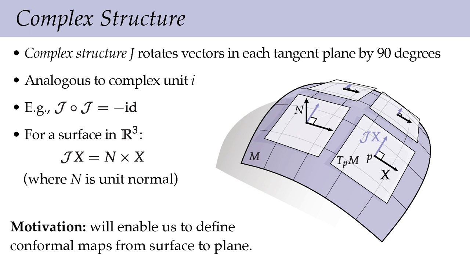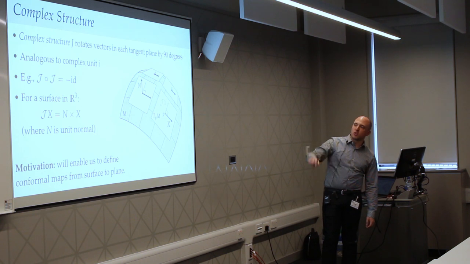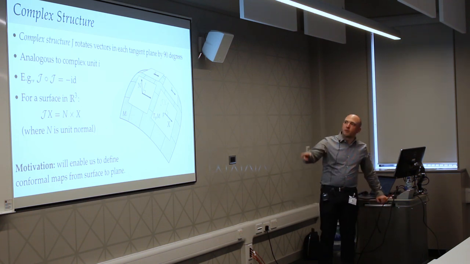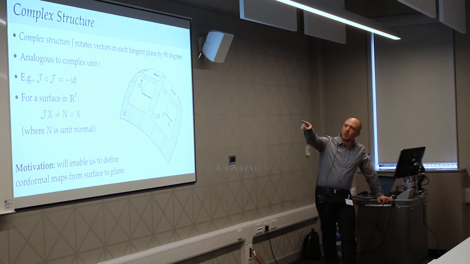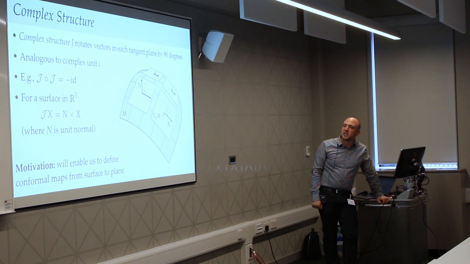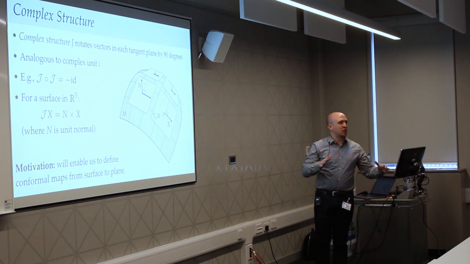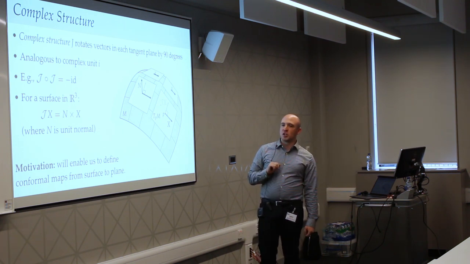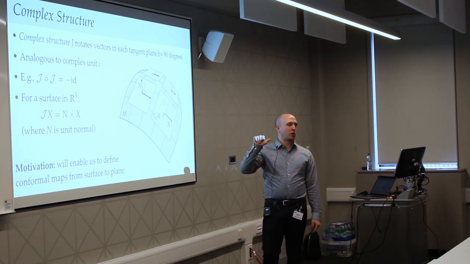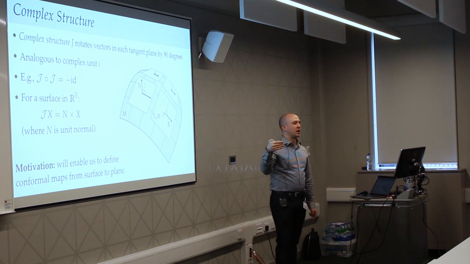And, well, no big surprise, I get similar consequences as with the imaginary unit. If I apply this map twice, I rotate a vector 90 degrees twice, well, I get the reverse of that vector. So J composed with J is minus the identity. And if my surface is actually sitting in space in R3, it's really easy to express this operation. I just take my vector and take the cross product with the unit normal. That'll rotate it by 90 degrees.